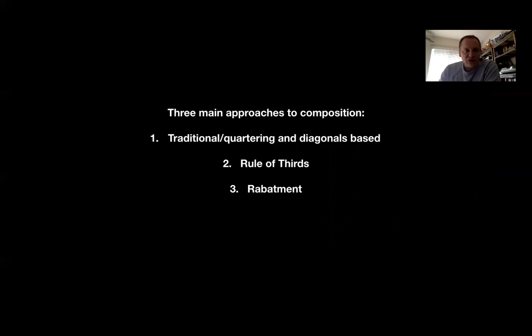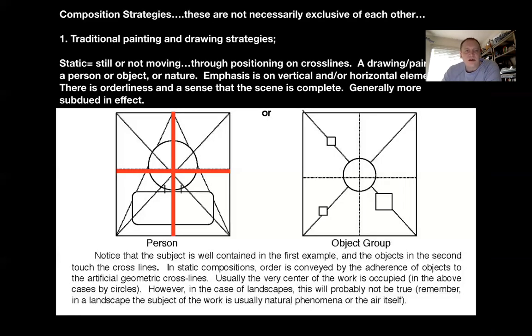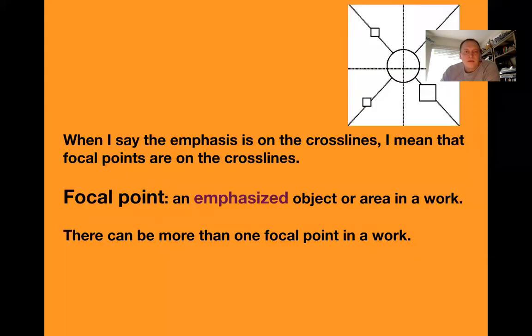There's three main approaches. There's traditional quartering and diagonals, there's the rule of thirds, and there's rabattement. We can see in this traditional quartering that the whole space has been quartered or divided into very logical sections. Objects tend to be placed on these diagonals. Figures tend to be placed right in the middle or on the middle vertical axes. And I use the word focal point. That's just what's emphasized in a work.